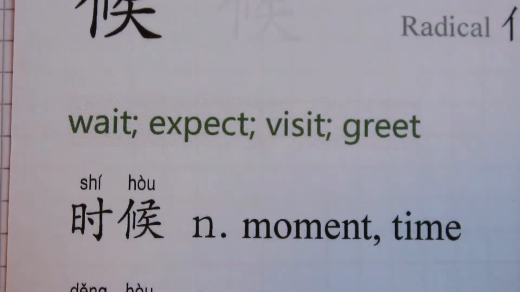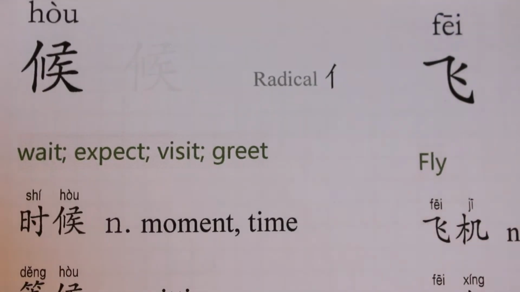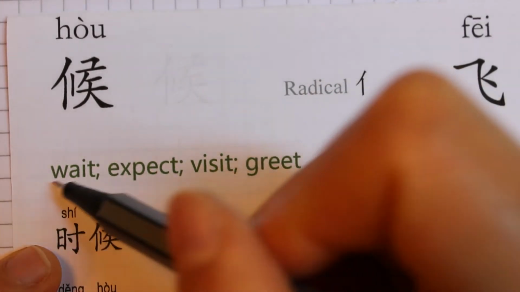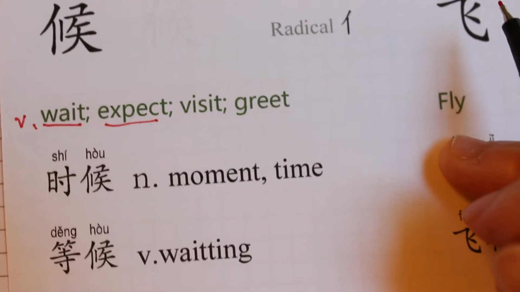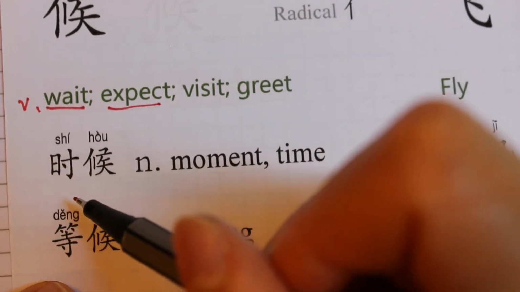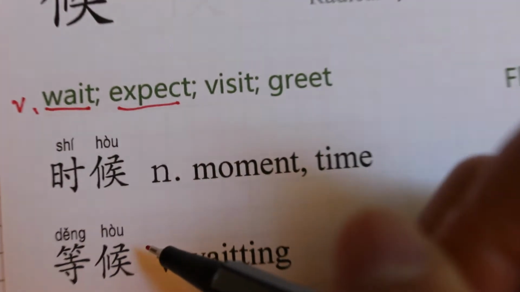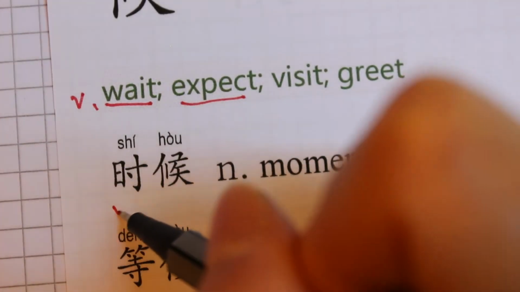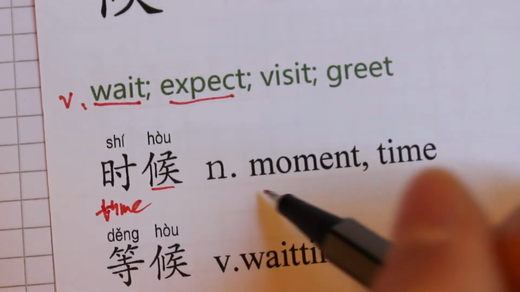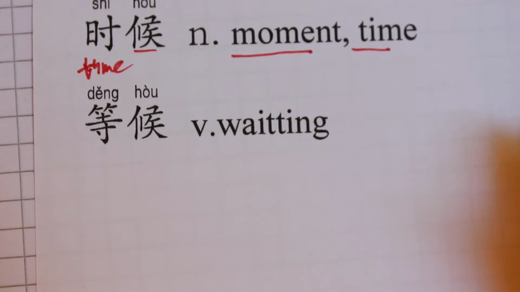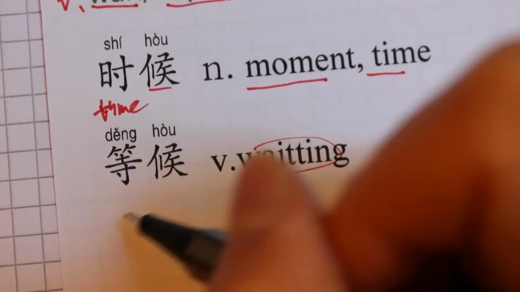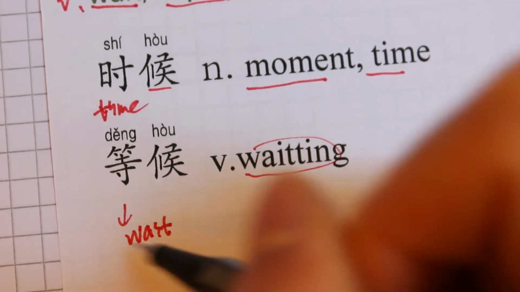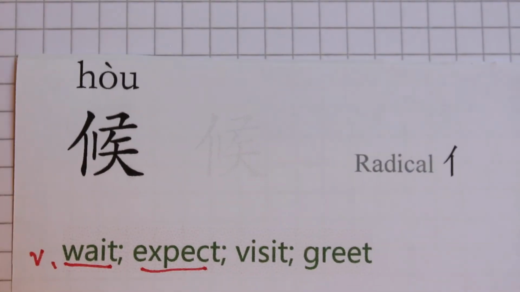The next character today is 后, and it has the meaning of wait, or the queen, or great. So the first word today is 时候. 时 means the time. 时候 means the moment, the time. And the next one, 等候, used as a verb, means waiting. 等 also has the meaning of wait. 等候, wait. Okay, now let's try to write 后 together.